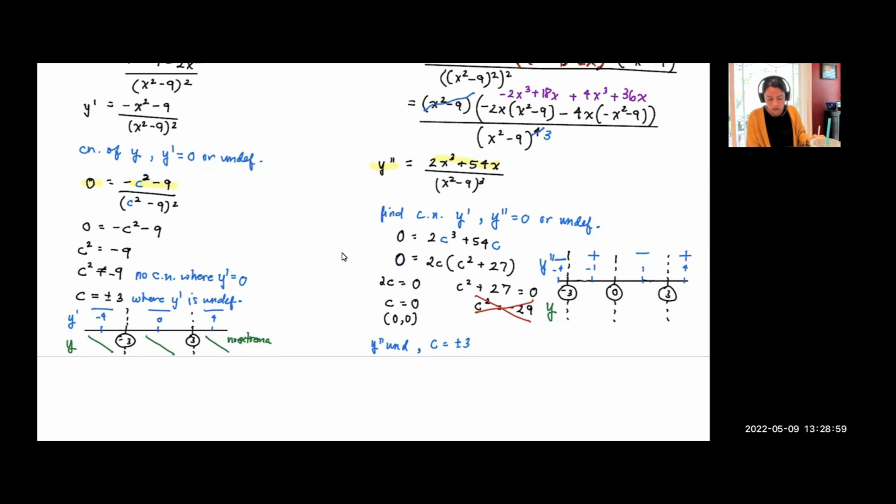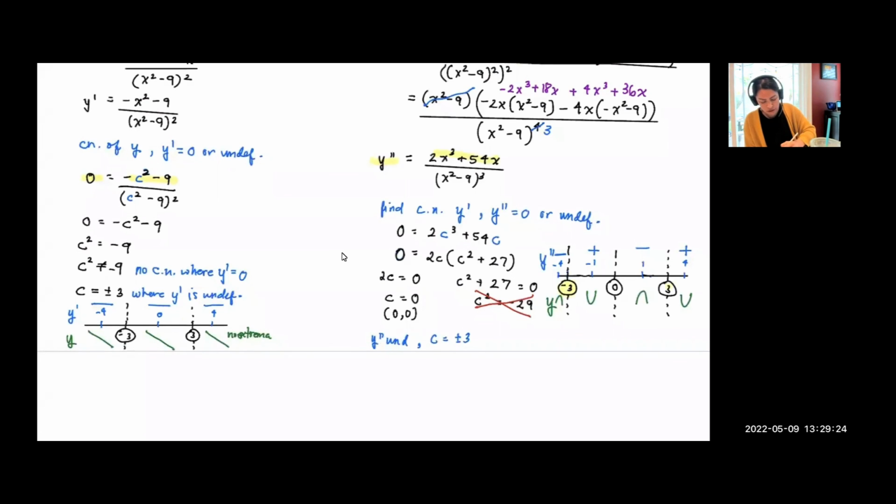So here, what is the original function doing? Well, it's going to be concave down over here, concave up, concave down, and concave up. So we can see that the 3's are not points of inflection, they're asymptotes, right? But that point of inflection is going to be at (0, 0). And the concavity intervals is where these 3's are going to be our barrier. So here, let's go ahead and do that.